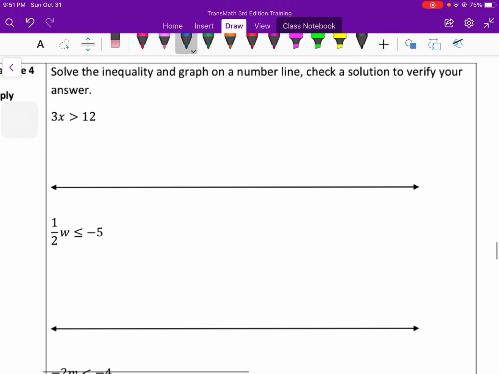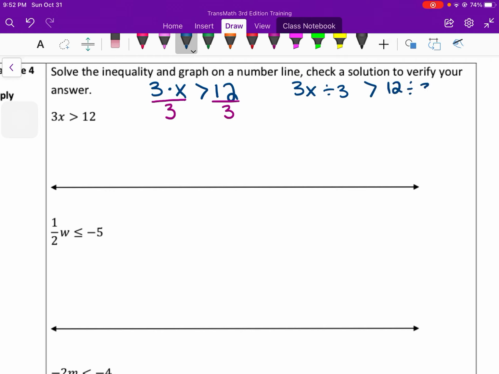So we have 3x greater than 12. Remember, 3x means 3 times x greater than 12. And we learned to solve these one-step inequalities using our inverse operations. So if I have 3 times x, the inverse of multiplying by 3 is to divide by 3. Now I want to do this to both sides here. I typically write it as a division sign like this. You technically could write, I'm going to divide by 3 on this side, and then I'm going to divide by 3 on this side.